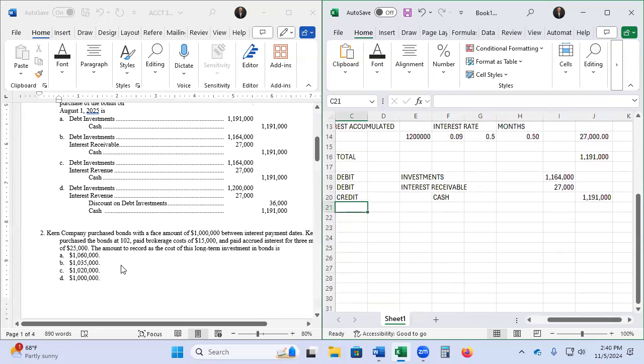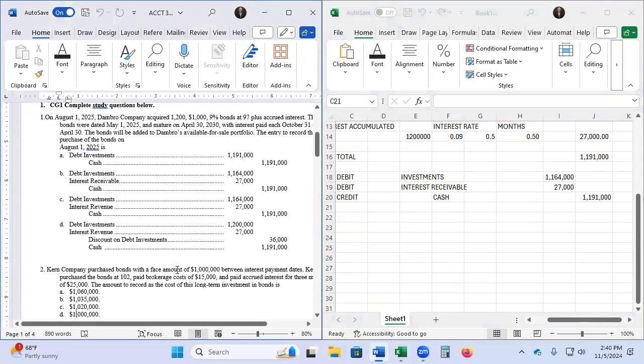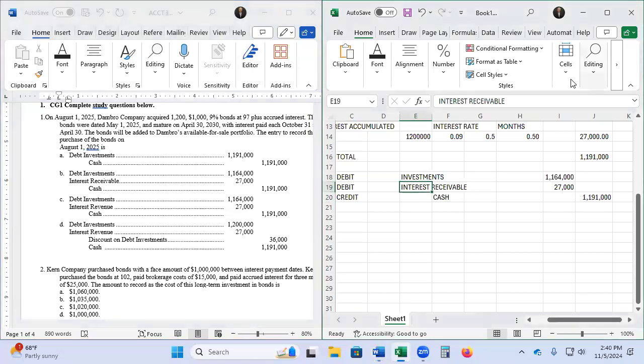Any questions there? No, I started to misspeak. Oh, sorry. These two are almost exactly alike and I just misread them. It's supposed to be interest revenue. Good catch. Thank you. So it's C.